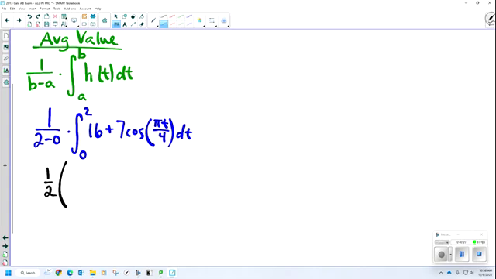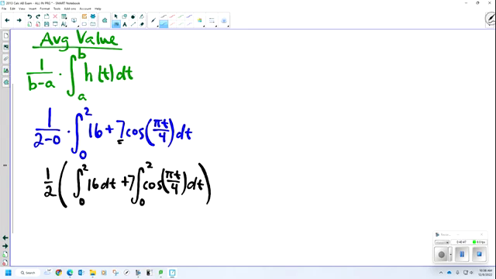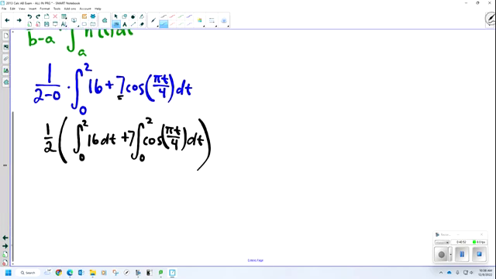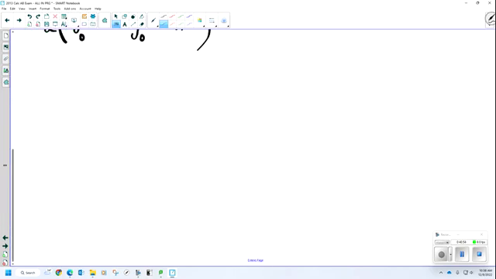Let's break these up. It's like saying the integral from 0 to 2 of 16 dt plus the integral from 0 to 2 of 7 cosine of pi t over 4. Well, I can take that 7, that's a constant, and pull that out, so it's the cosine of pi t over 4 dt. This is going to be a little bit of work, but we'll do it slowly and very well organized.